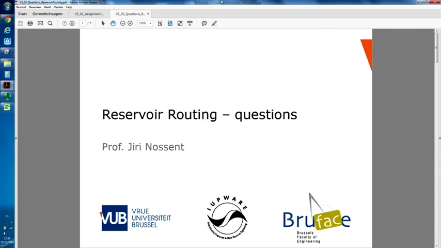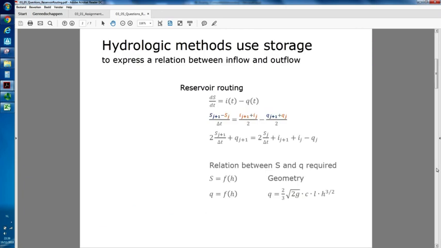In this final part of the exercises on routing, we will have a look at reservoir routing. In reservoir routing, we also start with the continuity equation, dS over dt, so the change of storage over the change of time is equal to what comes in minus what comes out.